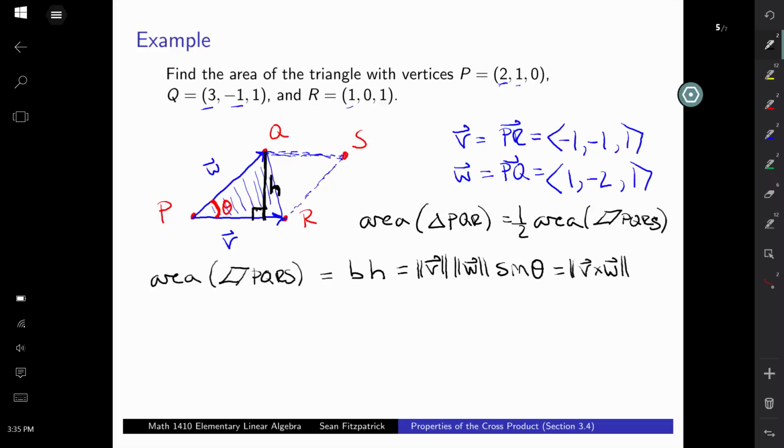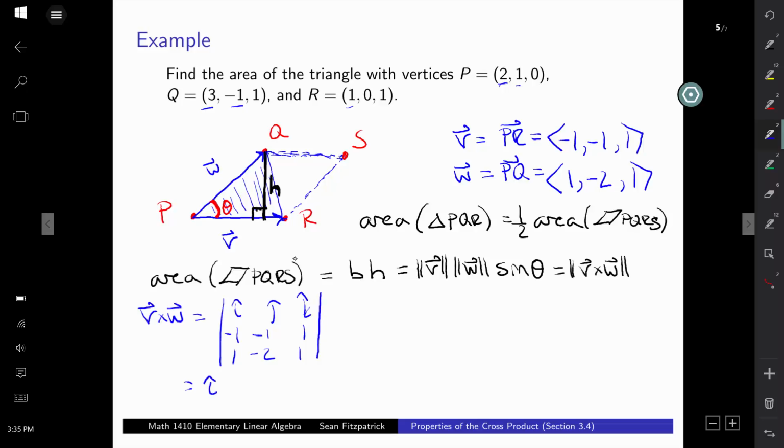So now we know how to find the area of our triangle. The area of our triangle is going to be half the magnitude of the cross product. So we better start by finding the cross product. So V cross W: i, j, k, minus 1, minus 1, 1, 1, minus 2, 1. I get i times the determinant of minus 1, 1, minus 2, 1, minus j times the determinant of minus 1, 1, 1, 1, plus k times the determinant of minus 1, minus 1, 1, minus 2.